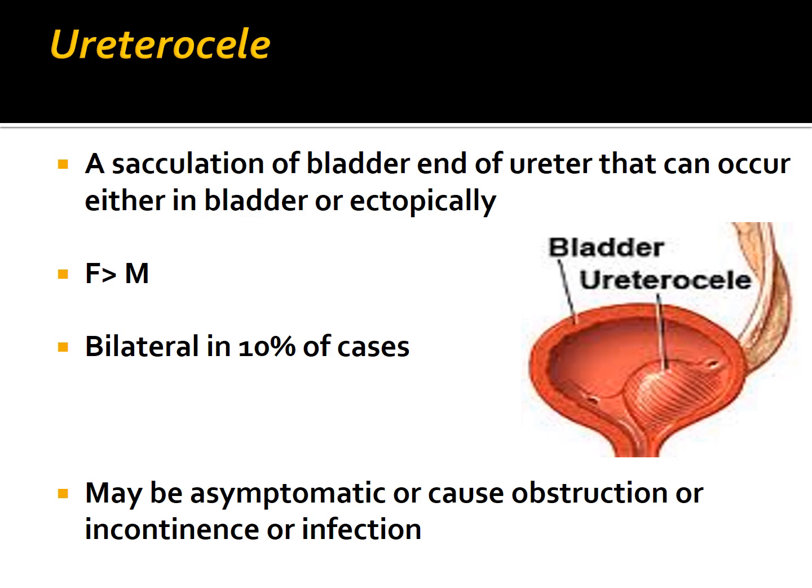Females have more incidence than males. It is bilateral in 10% of cases, 90% can be unilateral. It may be asymptomatic or cause obstruction or incontinence of urine and then infection. Again, chance of recurrent UTI is there when there is a ureterocele.